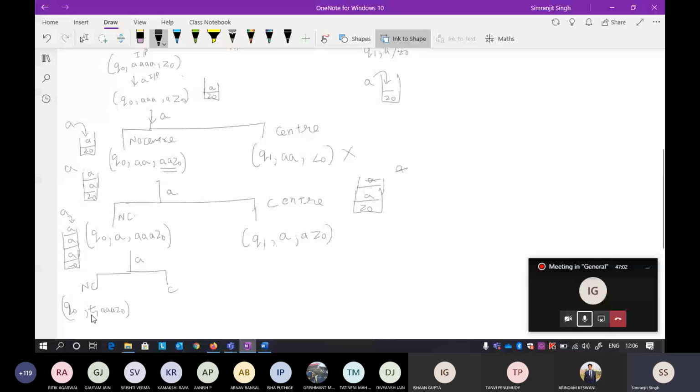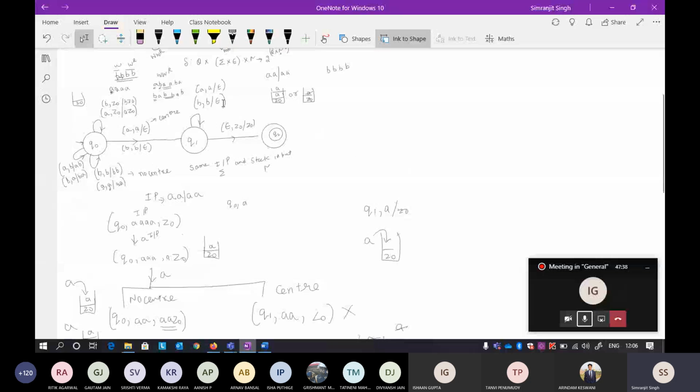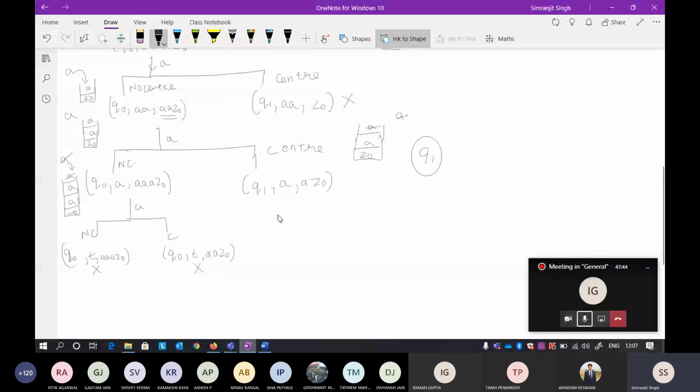In a similar way, if center is reached here, it will become q naught. Now in this particular context you will pop that A, and the remaining will be A, Z naught. So this is also not reaching the final state, all the inputs are consumed. But see here, this is again a center, and it is assuming that center has reached, it is at state q1. Now at q1, if you remember, there is a loop of popping, so it will start popping. So it will stay at q1 and pop this Z naught also.